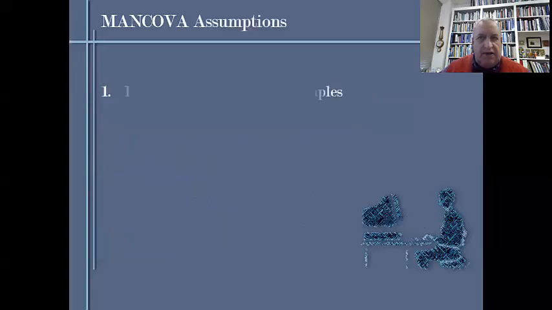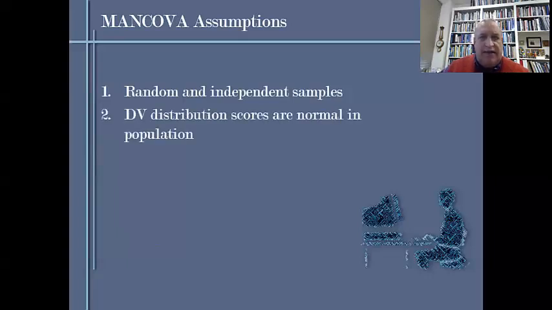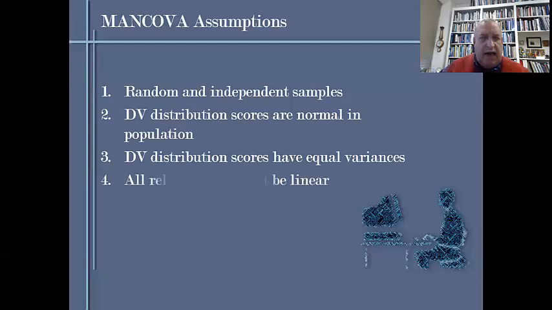Now the assumptions: random and independent. Now here is what's different in the wording of the assumptions. The dependent variable distribution scores are normal in the population. And here we're looking at how these all work together and whether they are normally distributed. And the same thing is true with the equal variances. The distribution scores have to have equal variances. And all the relationships must be linear.